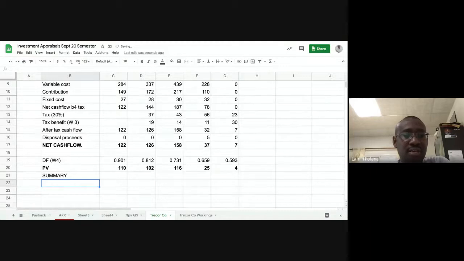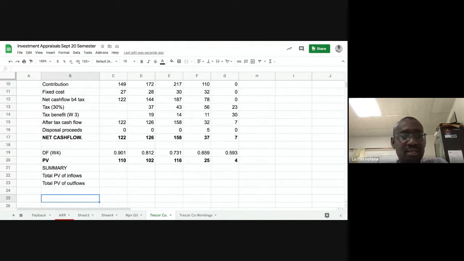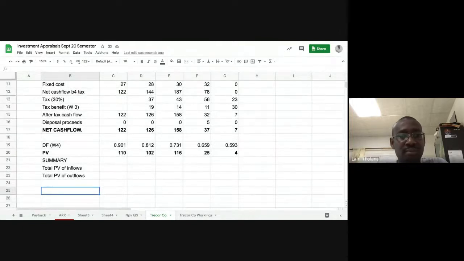First, our total PV of inflows, and total PV of outflows. Then we're going to push down a bit. We're going to call it NPV.